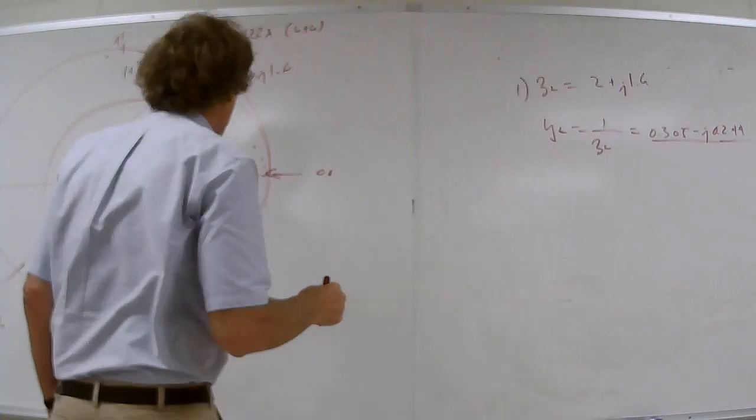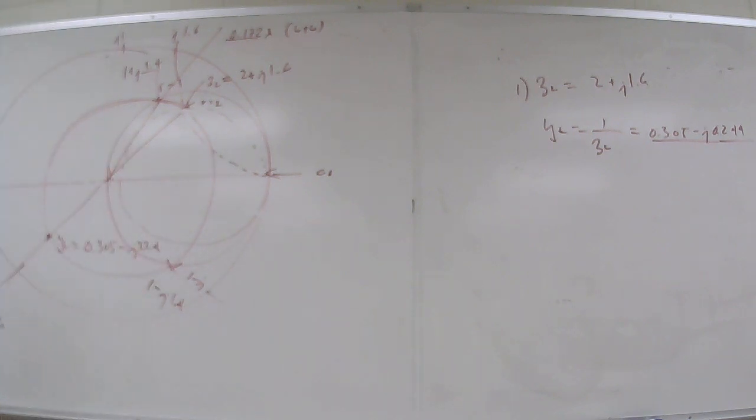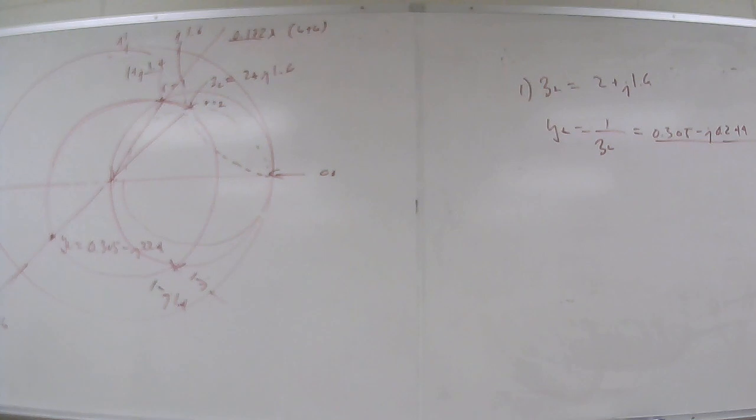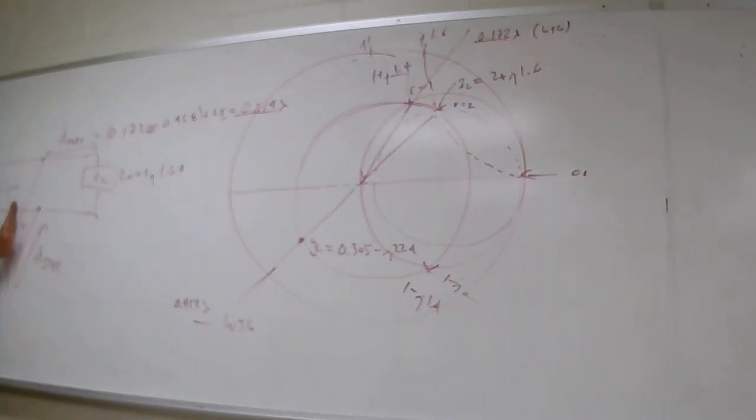Now, how far do we actually move on this line? Well, we're going to go 0.172, and it's going to be what? Minus where we started from, which is 0.458, right? And what do we have to do? Add a half wavelength, right, add 0.5, so what's that? 0.214 lambda. That's how far we have to move from the load before we attach.